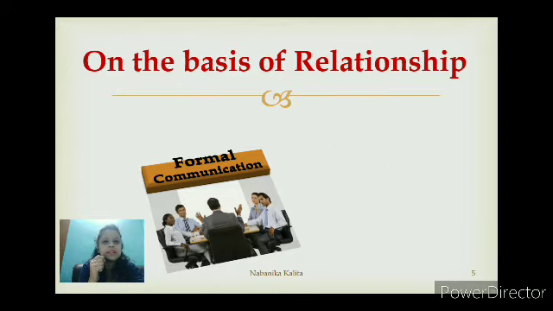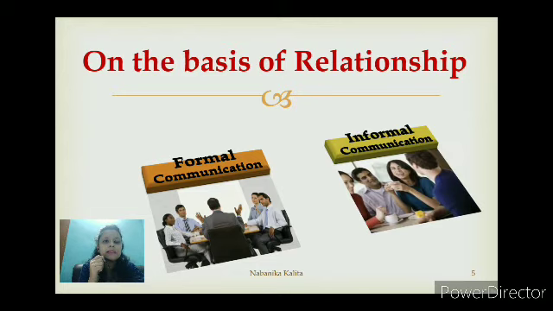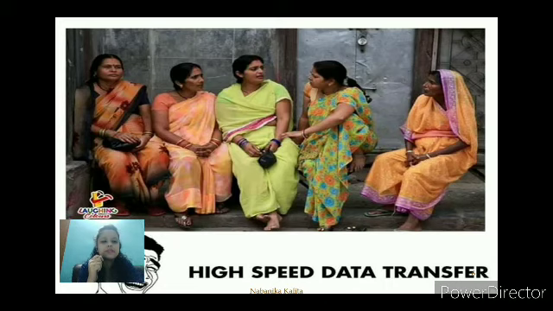So formal communication and informal communication. You have to remember that informal communication is, we can say, high speed data transfer, because it is also known as rumor, which spreads very easily. Formal communication always goes through a proper channel, and if possible it should be in written form. Suppose your boss is giving some order, it is better that it is written.